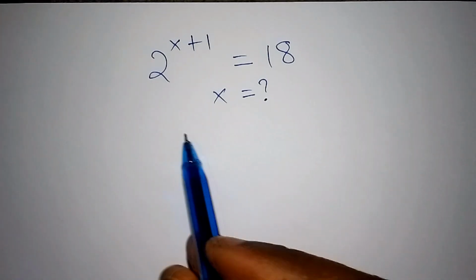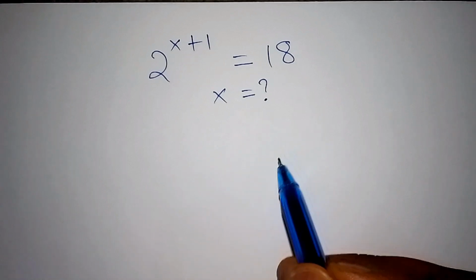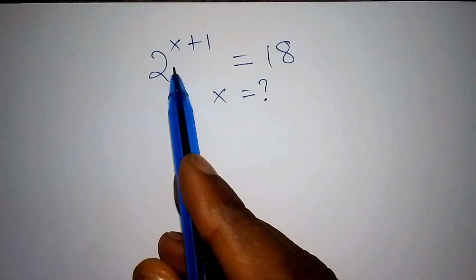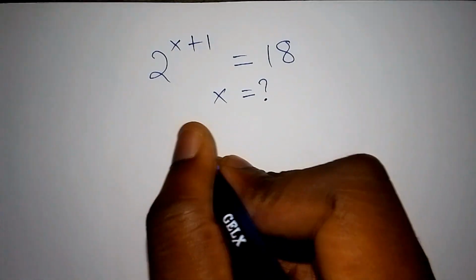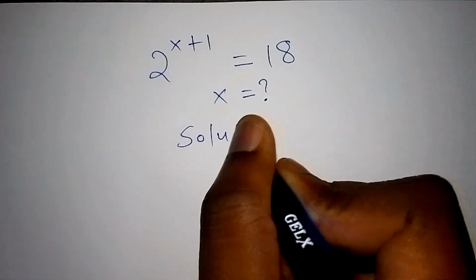I want us to solve this maths equation within the shortest time possible. So we have 2 to the power of x plus 1 is equal to 18. So watch the video up to the end. Let's begin with the solution.